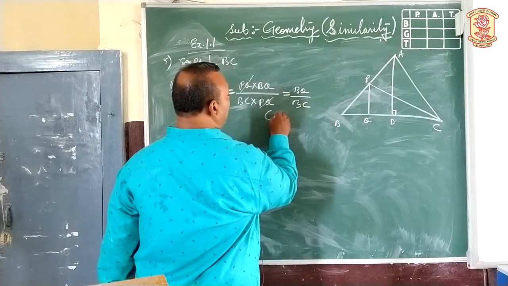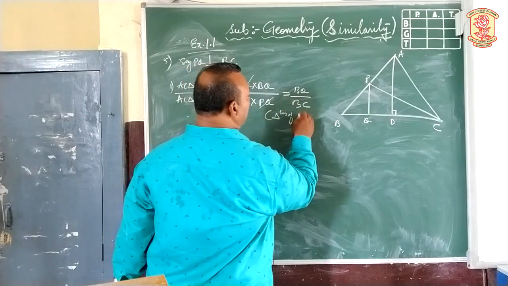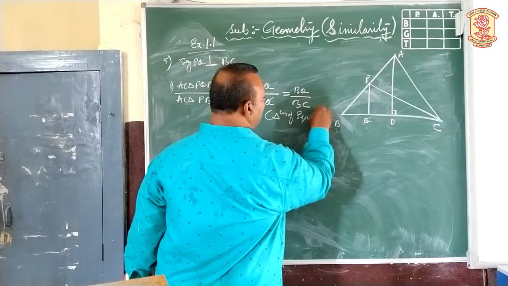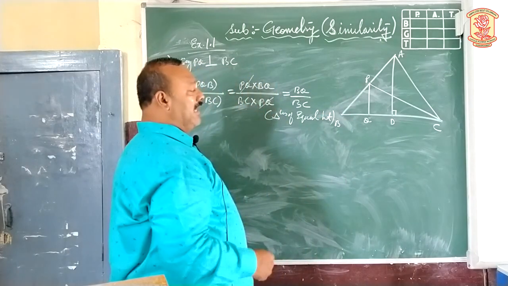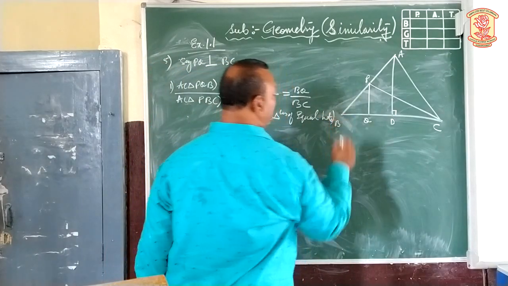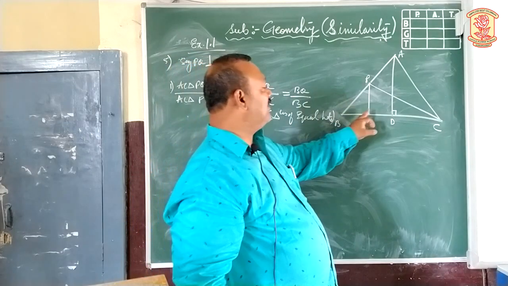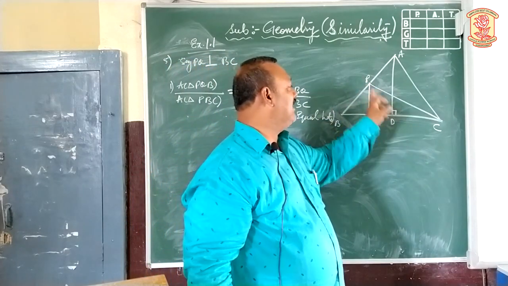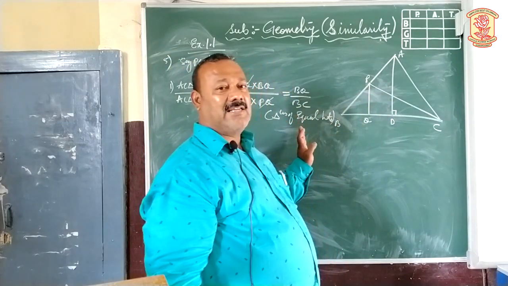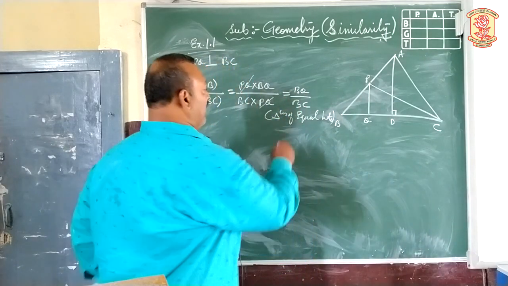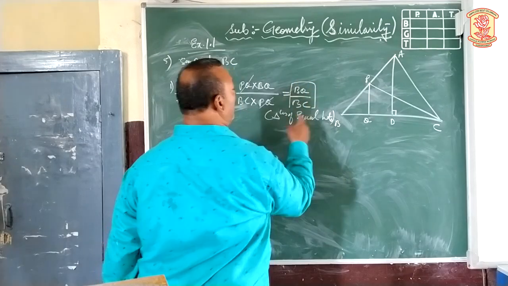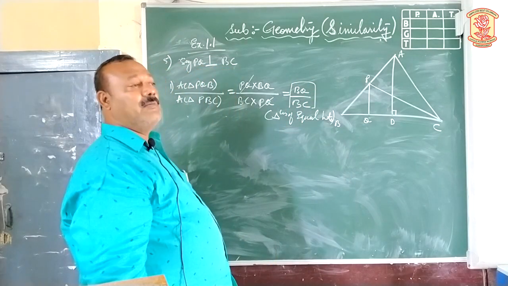The reason: triangles of equal height. Height of the first triangle is PQ, height of the second triangle is also PQ. Whenever heights are the same, areas are proportional to the corresponding bases. Base of the first triangle is BQ, base of the second triangle is BC.